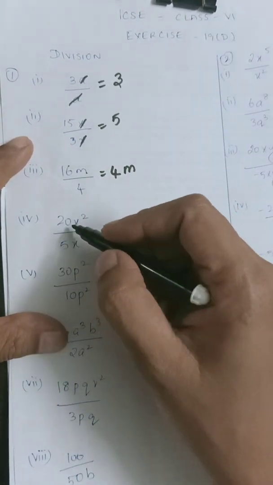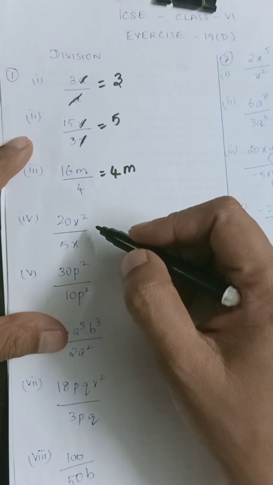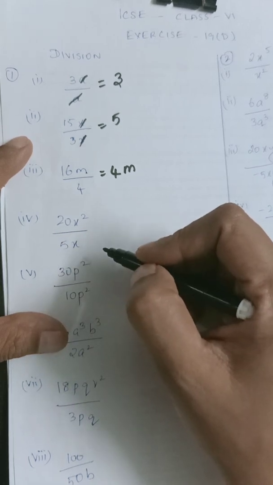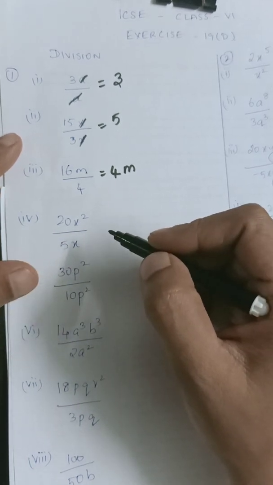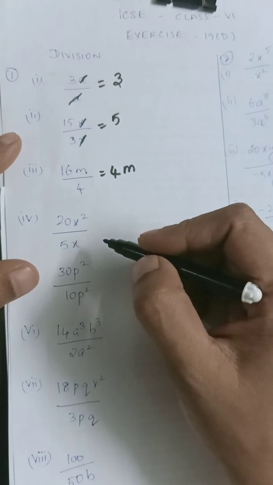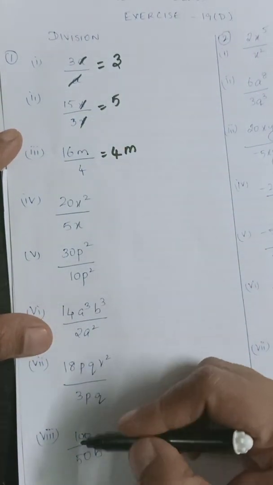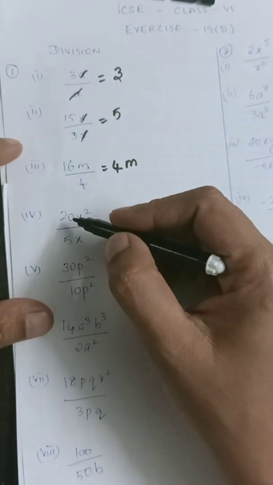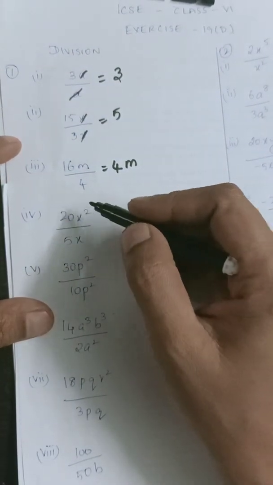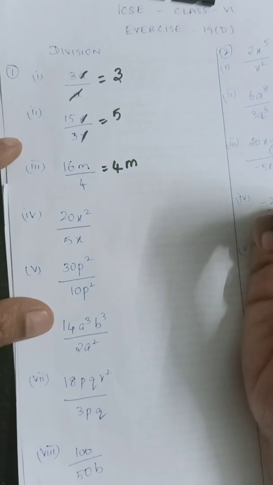Next, always write the coefficients first. After that you go for the variables. Actually you have to write the sign first, whether it is a plus sign or minus sign, but I see in your book there are no problems with the negative sign, so we are directly going for the coefficient. After that we are writing the variables.